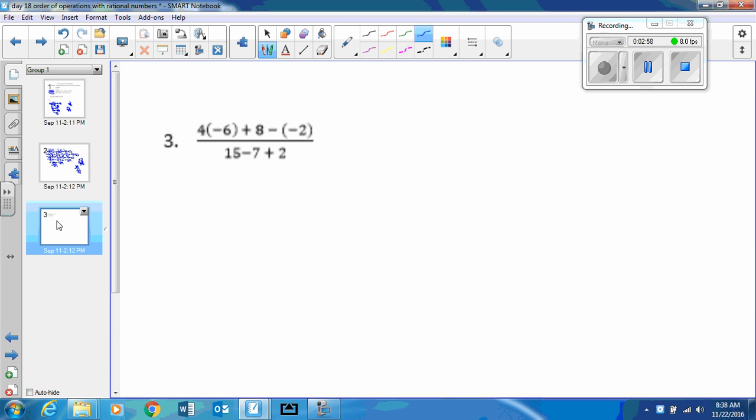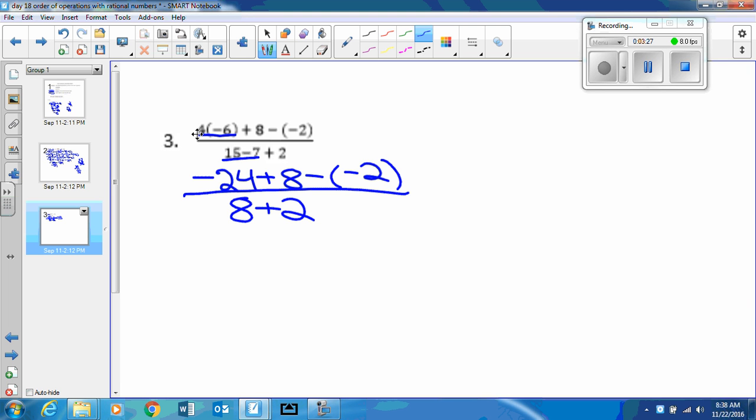Looking at our last example, we have a quantity written as a big fraction. 4 times -6 plus 8 minus -2, all divided by the quantity 15 minus 7 plus 2. So in the numerator, we start with the multiplying. 4 times -6 is -24. Rewrite everything else the way it looks. In the denominator, I would do the subtracting first. 15 minus 7 becomes 8.